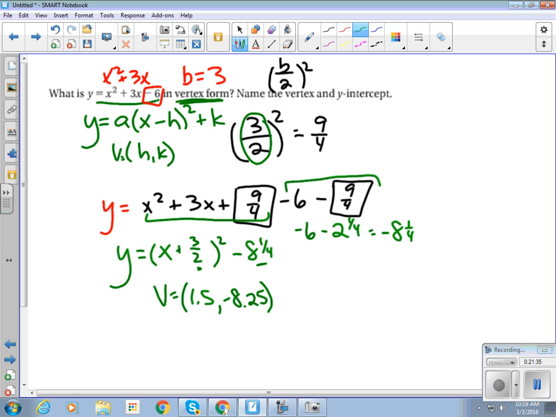So we put it into vertex form. The vertex we name, and the y-intercept is -6. We find the y-intercept by plugging in 0 for x up here. So if this is 0 and this is 0, then my y-intercept is -6.